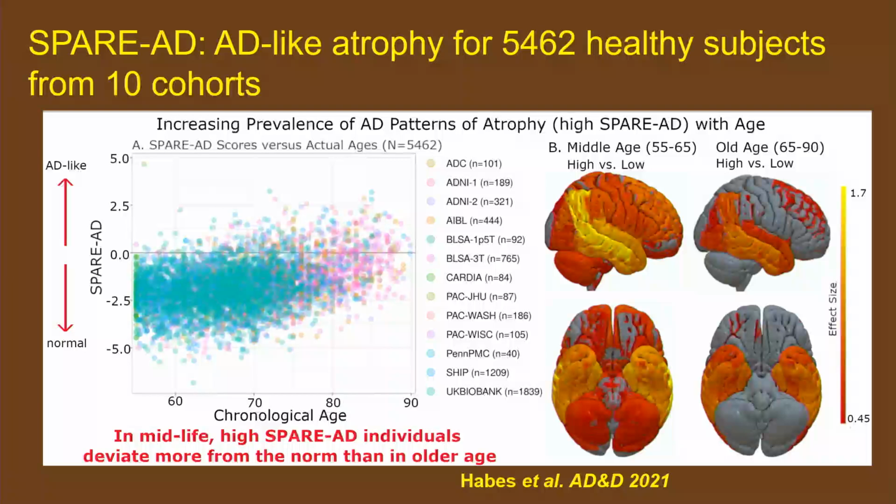The other index that we have calculated was SPARE-AD. Again, more positive SPARE-AD values would mean more AD-like atrophy, and negative SPARE-AD values would mean more normal-like brain. This figure is showing that in midlife, high SPARE-AD would be more heterogeneous in individuals who are younger. And the patterns that are actually captured with the SPARE-AD index are typical AD atrophy in medial temporal and parietal regions.